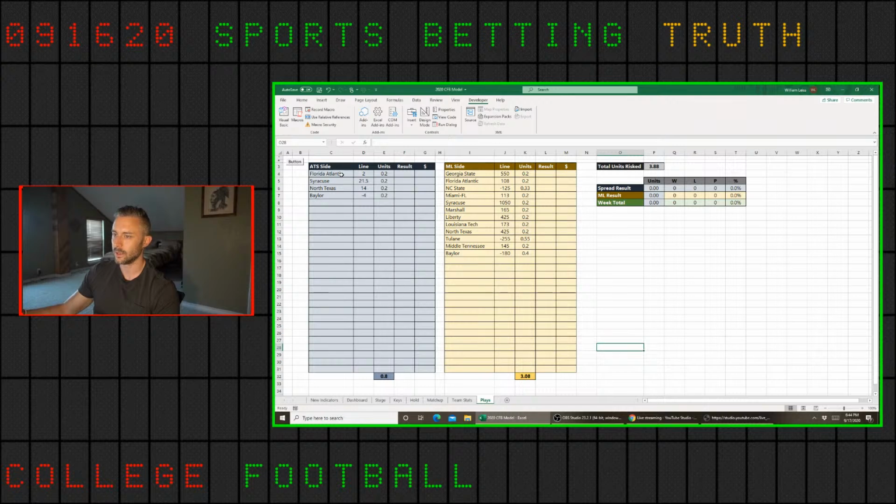But just going down the line, Florida Atlantic +2, Syracuse +21.5, North Texas +14, and Baylor -4. And I'm going to add UCF -7.5 in there as well because they were going to be a play. And also UL Monroe +6 for 0.2 as well.